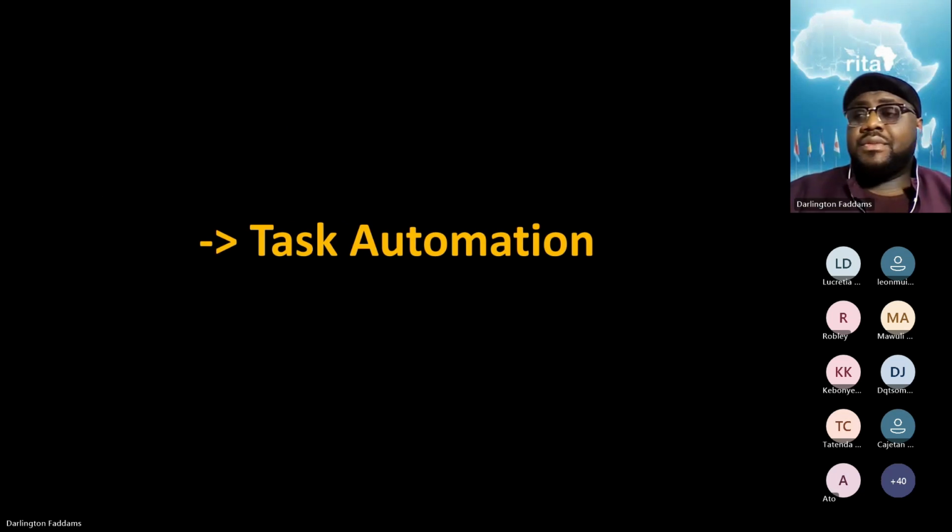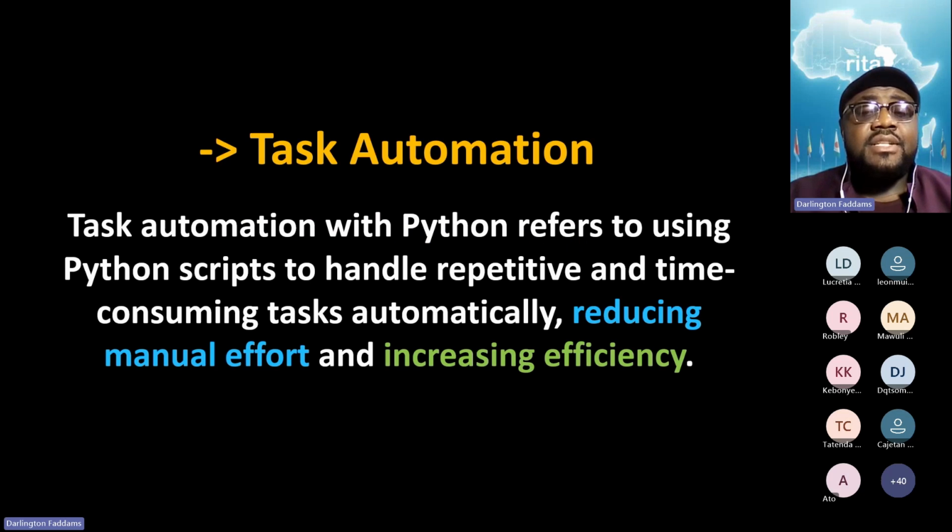All right. So to take our first project, we'll be doing what is called task automation, like I previously talked about. Task automation with Python refers to using Python scripts to handle repetitive and time-consuming tasks automatically, reducing manual effort and increasing efficiency. One of the benefits of automation is efficiency, there is speed, there's accuracy.